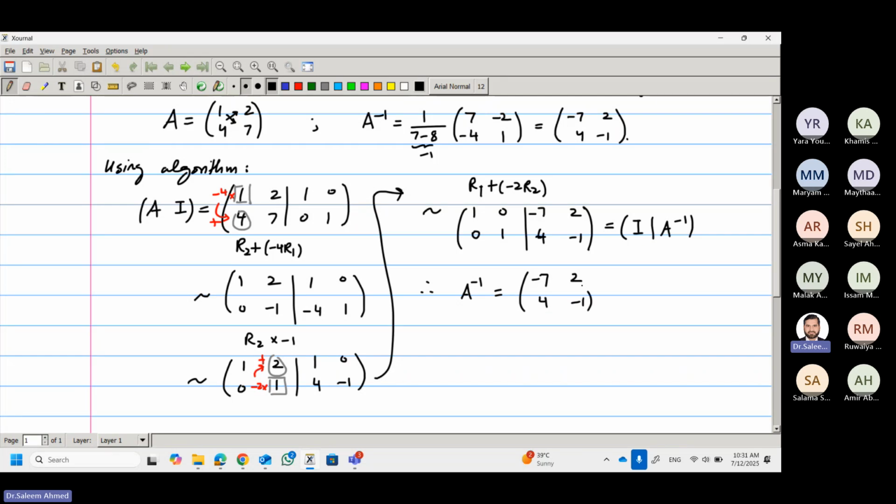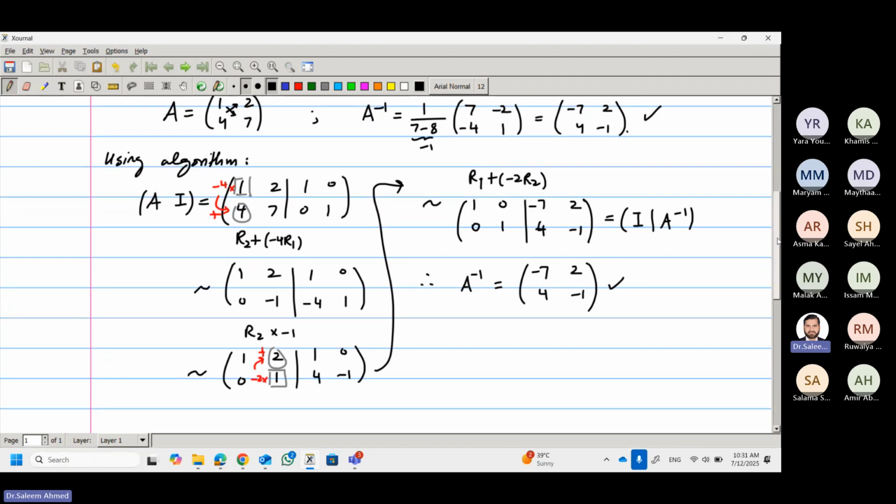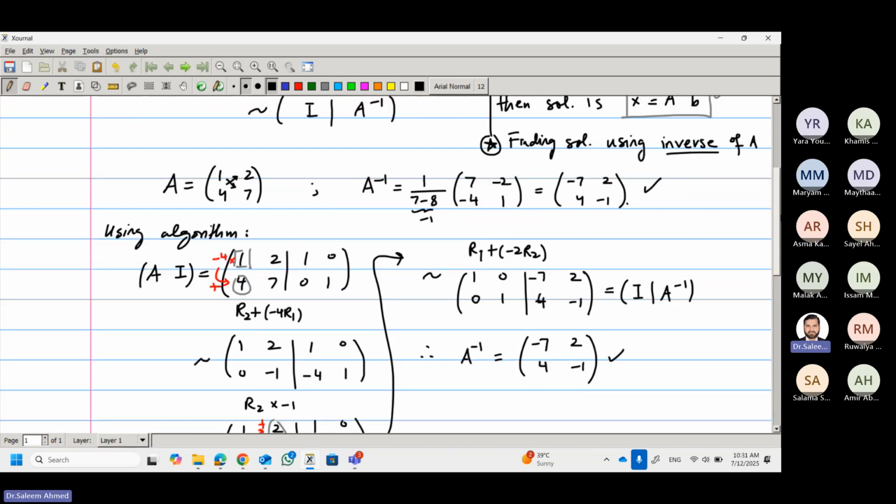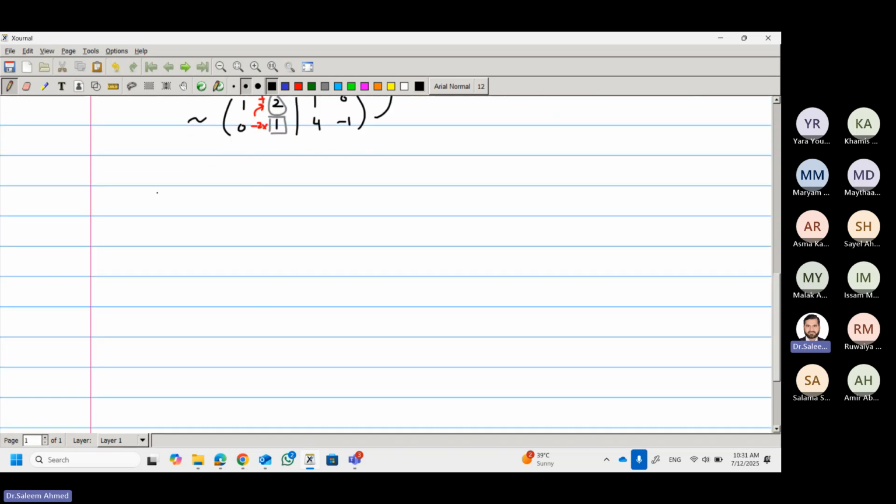So you can compare, it is the same thing that we got at the top from the other formula. Both give you the same thing, this one and this one. Minus 7, 2, 4, minus 1. So this is the algorithm that we use here. And let's say if a system of equations is given and they ask you to solve it, let's say the example is solve AX equal to B, where A is the same matrix which I used, 1, 2, 4, 7.